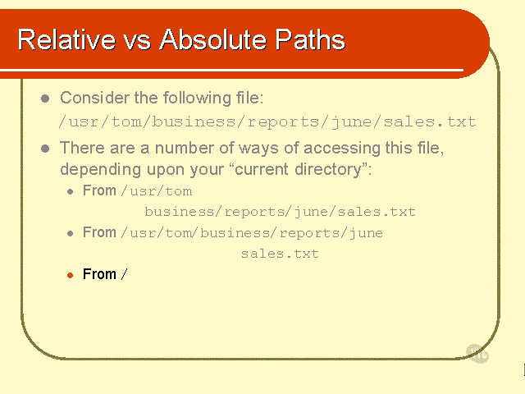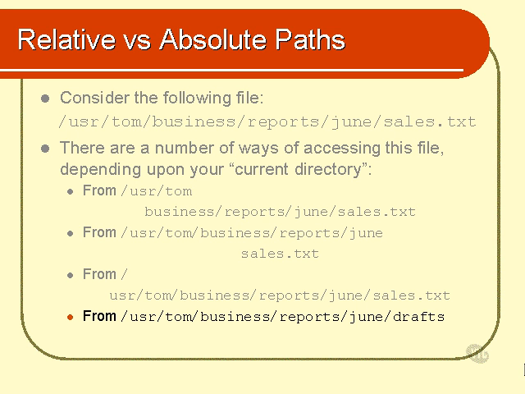A couple more examples. If you are in the root directory, it is possible to access that file from the root directory. You would type in user/tom/business and so on, the whole thing, but you wouldn't type in the initial slash. Another example, this is a kind of a trickier one. What if you were in a subdirectory of June called, say, drafts? How would you access it then?